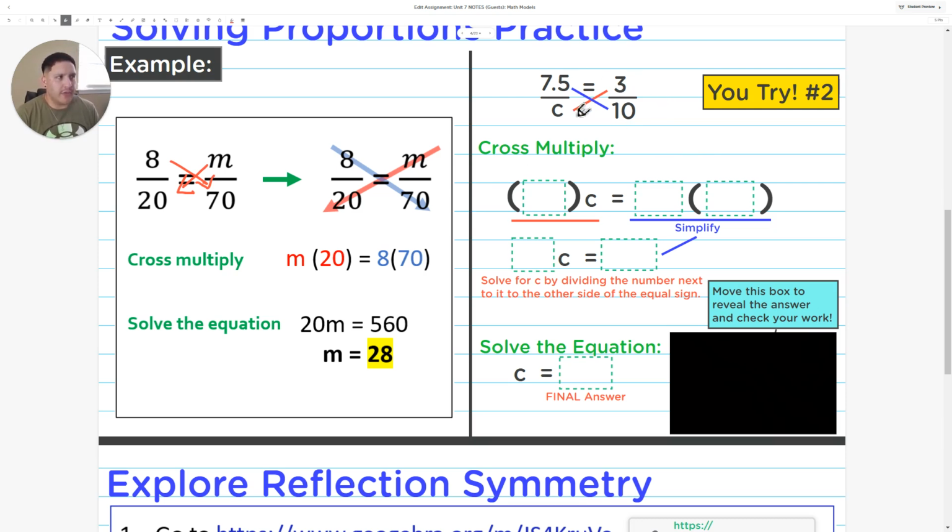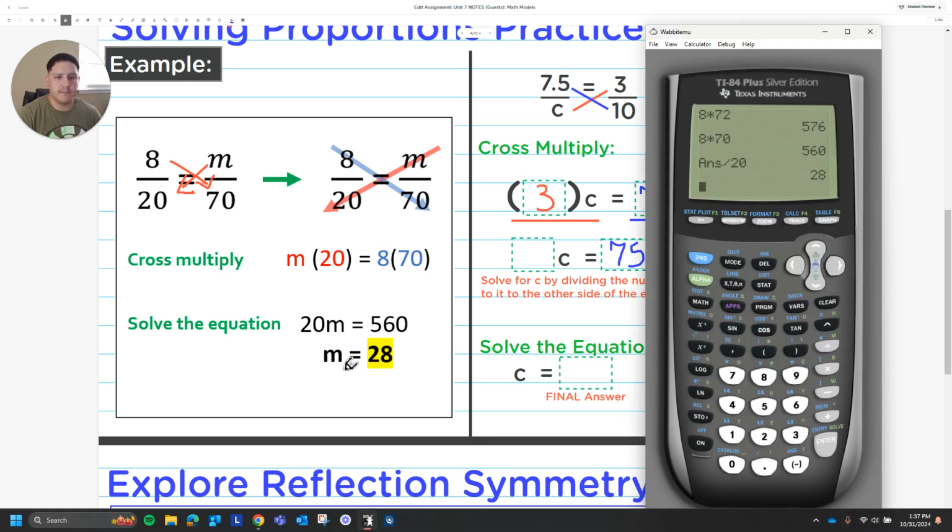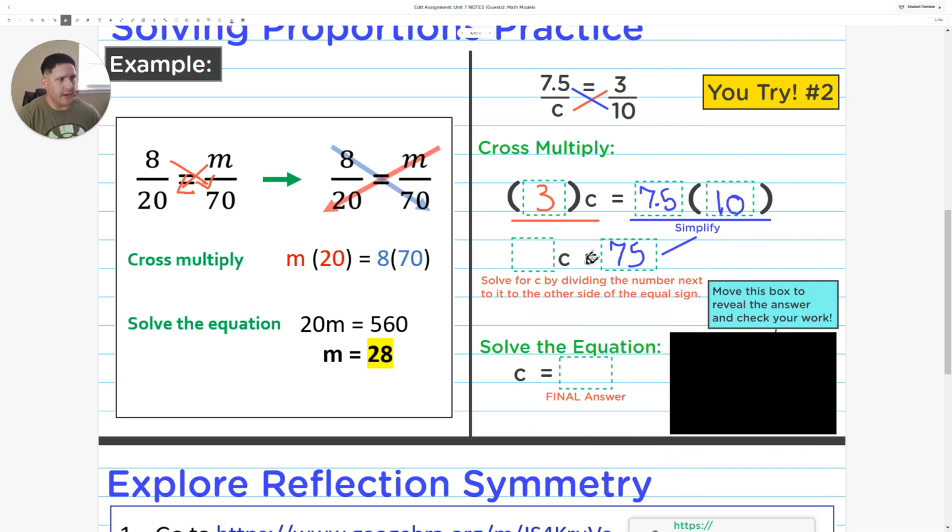So cross multiply 3 times c. Can't do that, so this is just simply going to be 3c. And then the next thing we're going to do is 7.5 times 10, or 10 times 7.5. Doesn't matter the order. It's still going to give you 75. So again, 10 times 7.5 is 75.